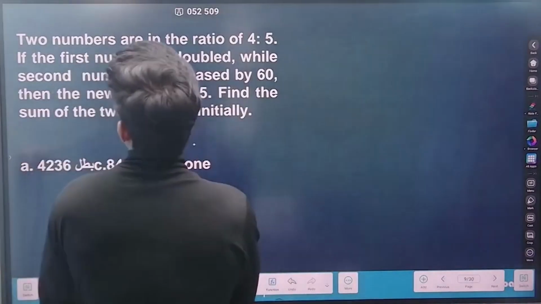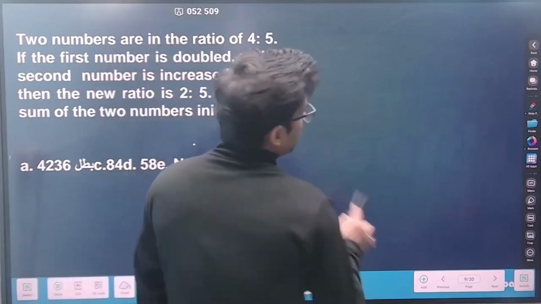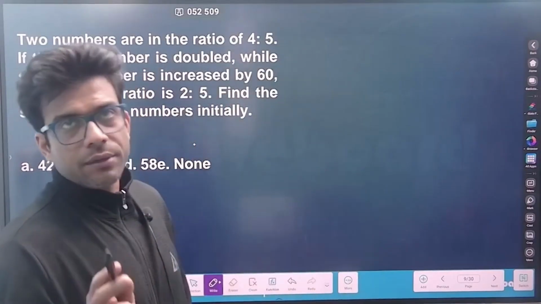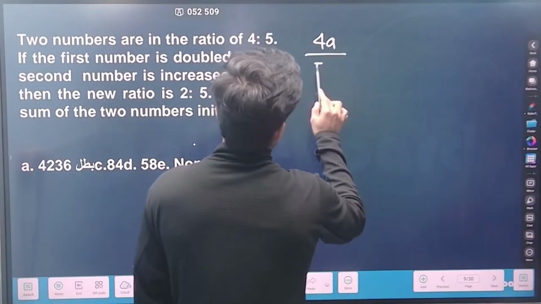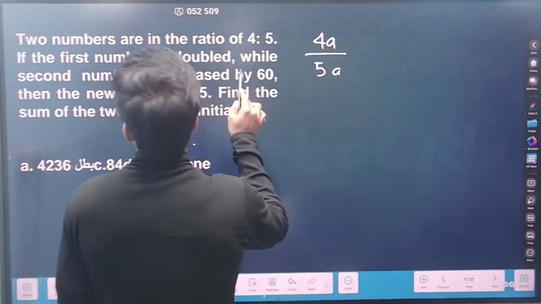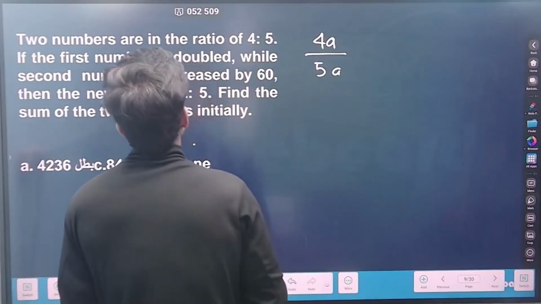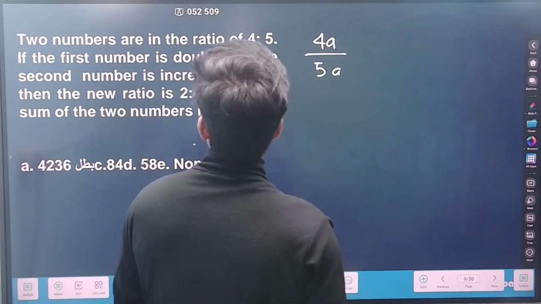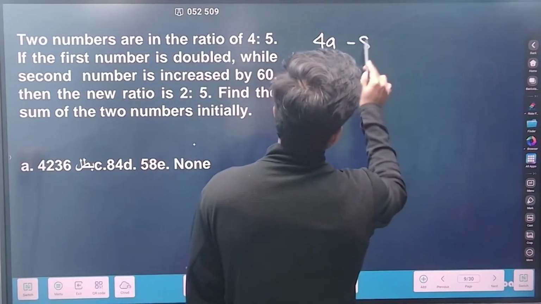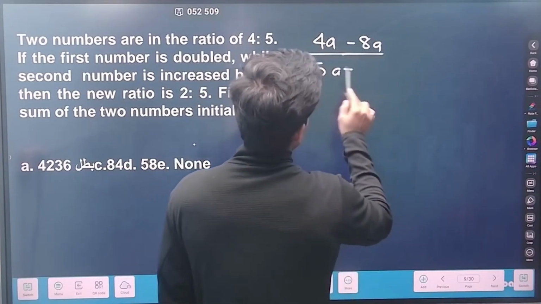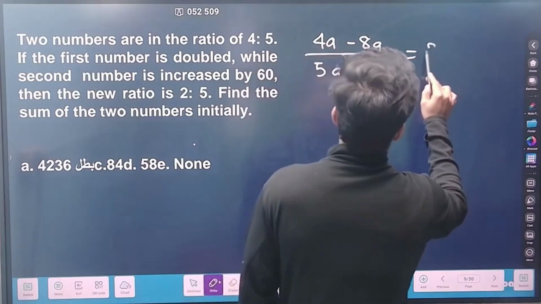Let me try now. So two numbers are in the ratio 4:5. The first number is double. So first of all, try getting the point. We have two numbers. First is 4a and the second number is basically 5a. If the first number is doubled while the second number is increased by 60, then the ratio. If you double this number, this becomes 8a, and the remaining number is 5a plus 60. Then the ratio becomes 2/5.